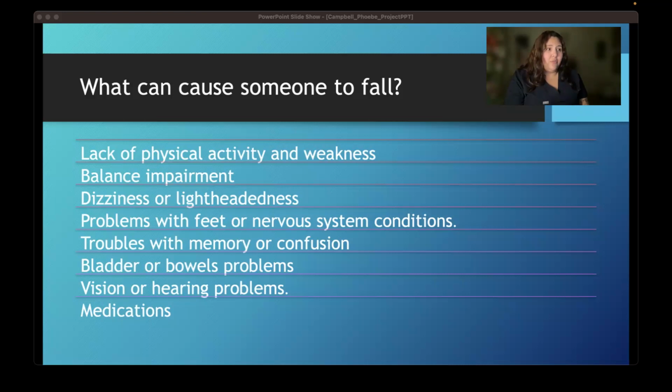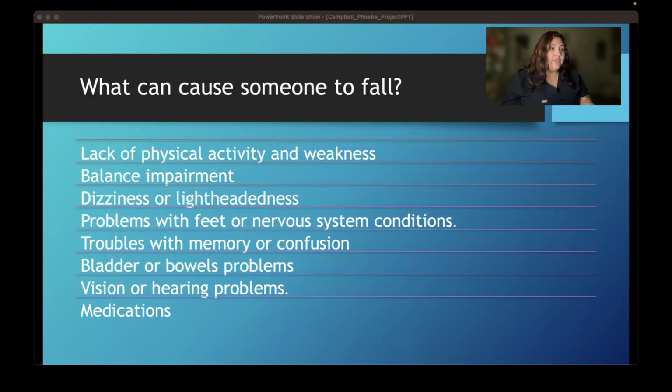So what can cause someone to fall? A lack of exercise or weakness. Now, when people are afraid of falling, they might tend to not move as much. Their muscles grow stiff and their joints grow stiff. Balance impairment or unsteady gait. When they walk, they might lean to one side more or tend to lean back a little bit. Dizziness or lightheadedness. People with medical issues such as dizziness might be due to low blood pressure, or hypotension, when their blood pressure is too low.